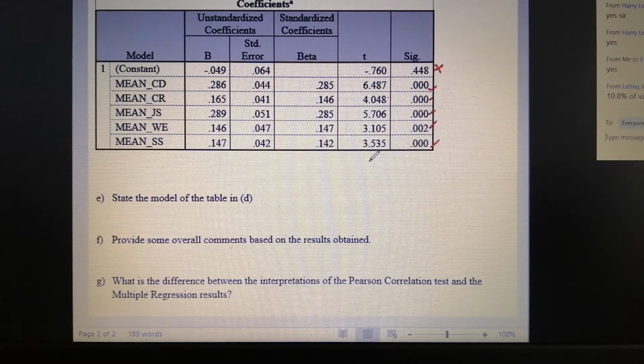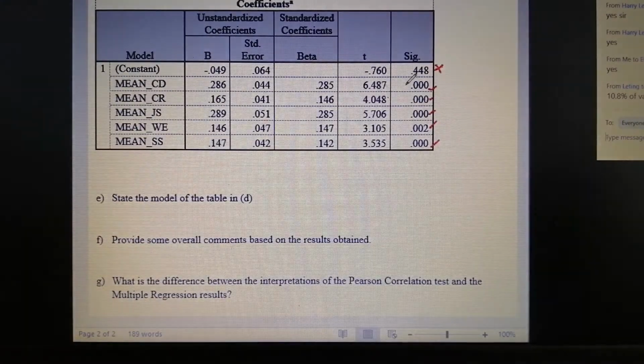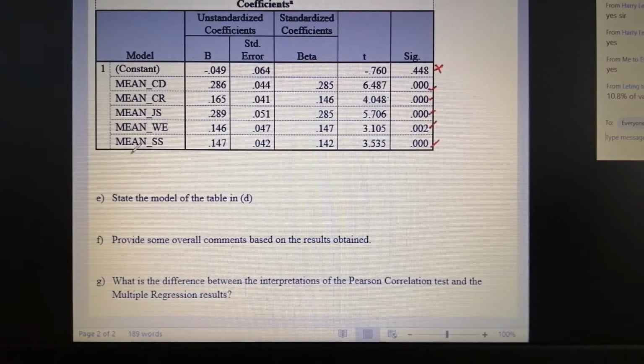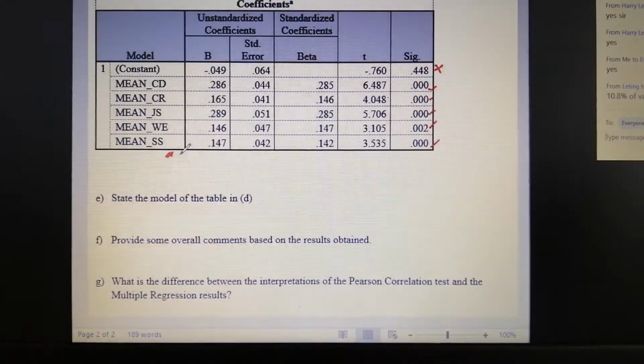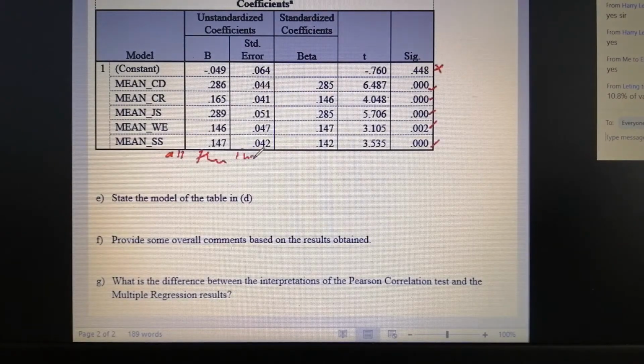So you can say that the first is all the independent variables are significant at 1%.